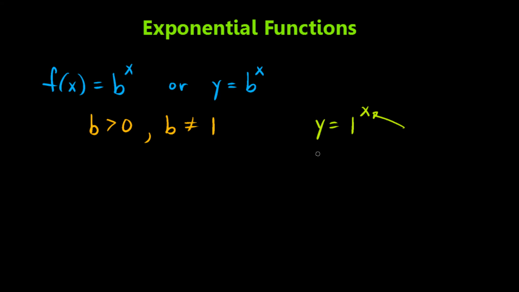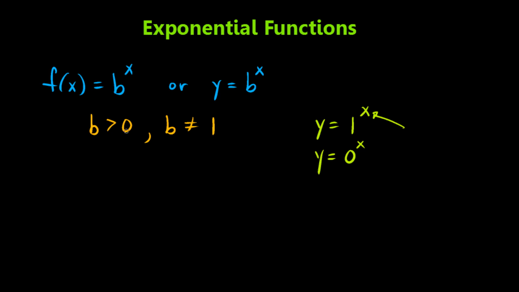If it was 0, you would have y equals 0 to the x power, where again, if you put 0 squared, 0 cubed, 0 to the 4th, you would get the same output every single time. So that's the reason why it can't be 1 and it can't be 0.